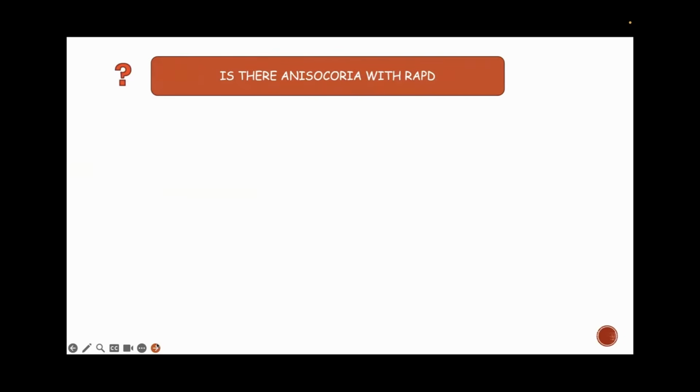The questions that come along with RAPD is, when there is an afferent defect in one eye, will the pupil size change from baseline? And the answer for that is no. Even if you have one functioning normal nerve, it is going to provide bilateral stimulus to the Edinger-Westphal nucleus, and the pupil size will be normal in both the eyes.